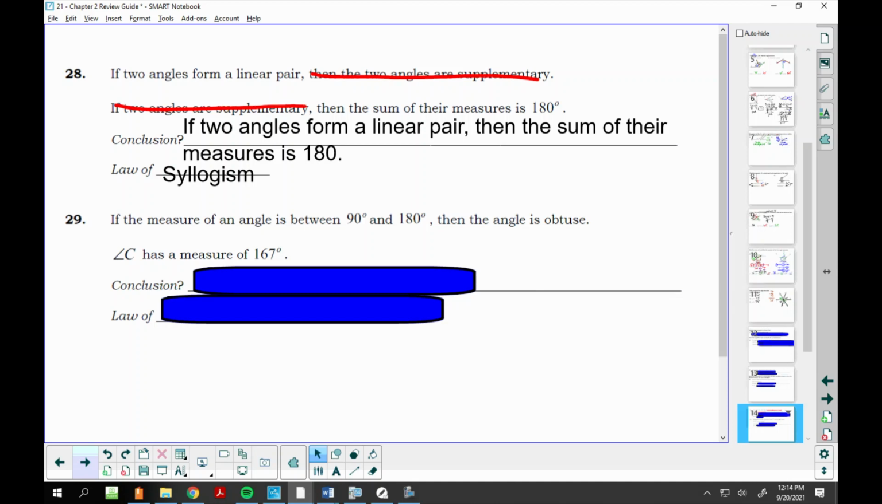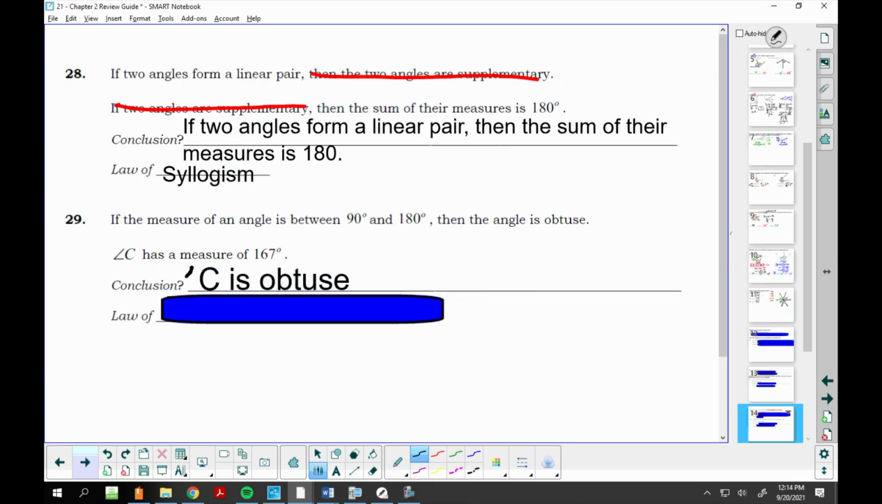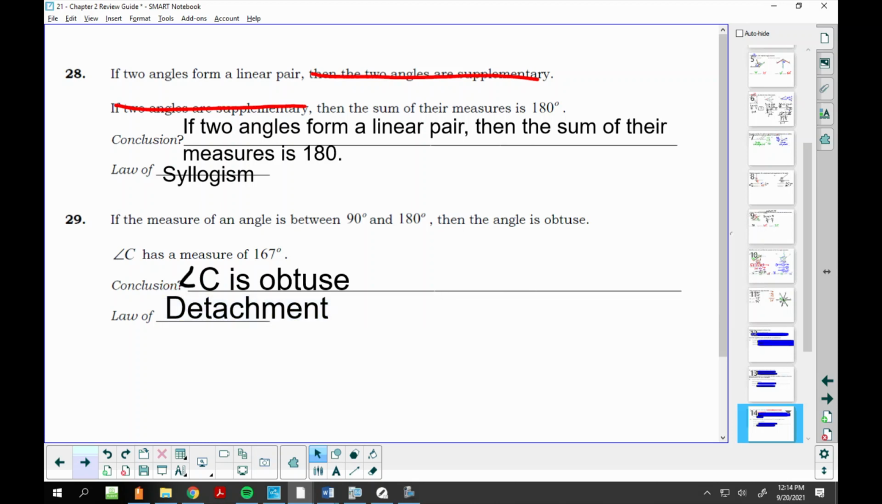All right, last one, we have an if-then statement. If the measure of an angle is between 90 degrees and 180 degrees, then the angle is obtuse. So I'm telling you the hypothesis is true. Angle C has a measure of 167. So what can you conclude about angle C? Obtuse. Yeah, angle C is obtuse. And because we started with one if-then statement, and I told you the hypothesis is true, then that is law of detachment.